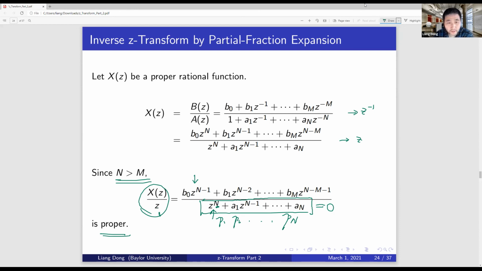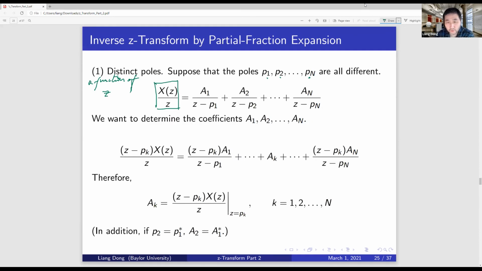If all these poles are different, there are no two poles the same, we call that n distinct poles. Therefore, I can divide that into a format like this. So we can divide into terms. Each term is A1 divided by z, subtract a pole, P1 for the first case.